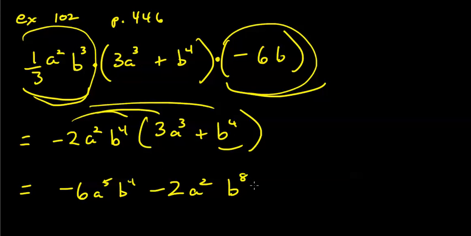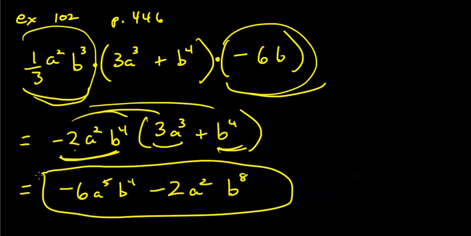I almost called it b to the sixth. Let me check it again. Minus 2a squared b to the fourth times 3a cubed is going to be minus 6a to the fifth b to the fourth. That looks all right. And now the same monomial times b to the fourth gives minus 2a squared b to the eighth. Looks good. So there's my result for this 3 polynomial product. Alright, so I'll call it a day. It's about the 27-minute point, and this concludes Math 111 section 5.4, multiplying polynomials.